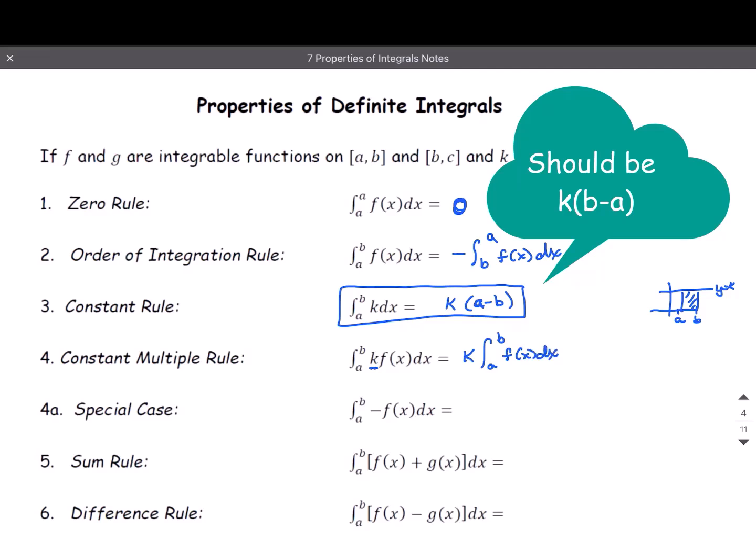That's nice and handy sometimes. A special case of that is when you have a negative in front of the f of x, you can factor the negative outside of the integral and it makes it easier to simplify.